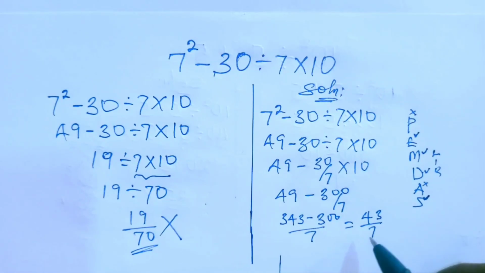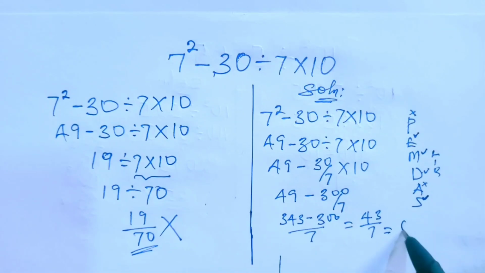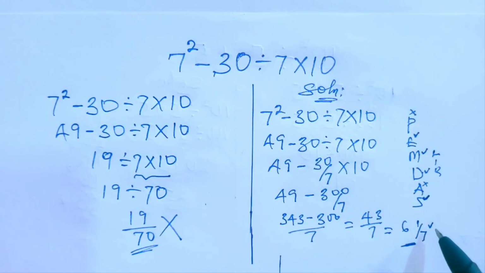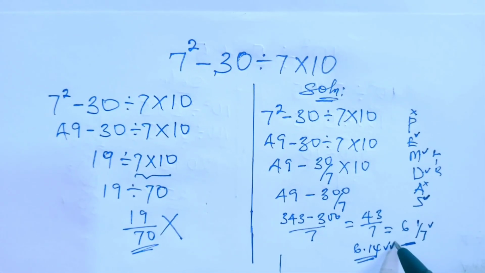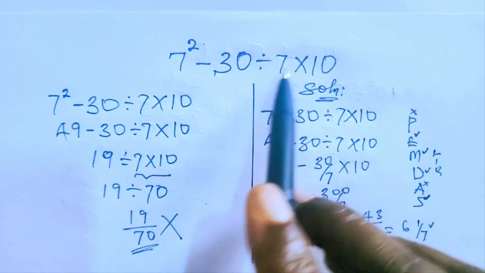Now, if you take this to mixed fractions, this equals 6 and 1 over 7. This is the answer in mixed fraction. If you take it to decimal, we have approximately 6.14, and this is the correct answer to the given expression.